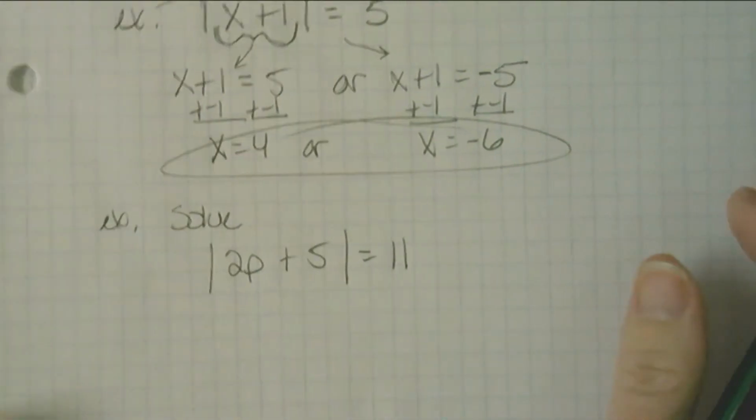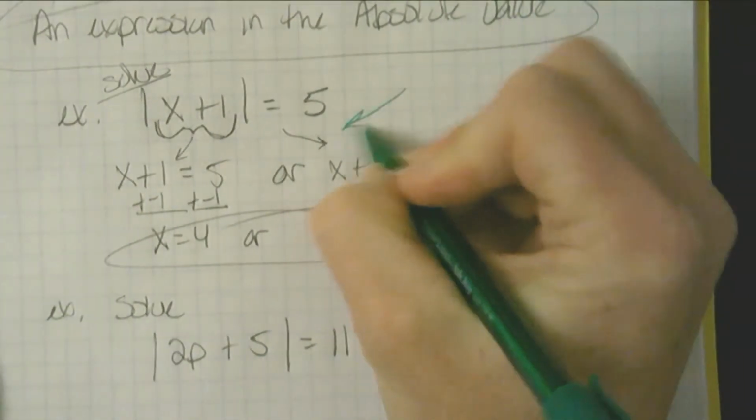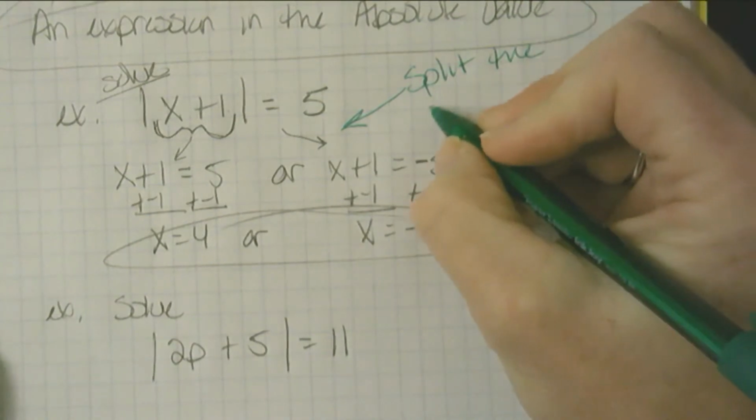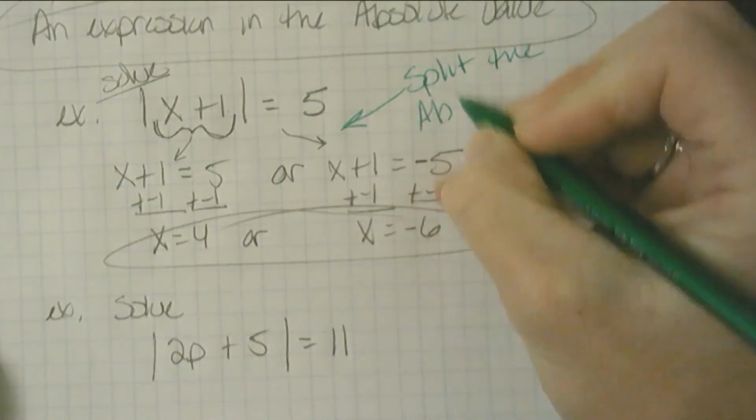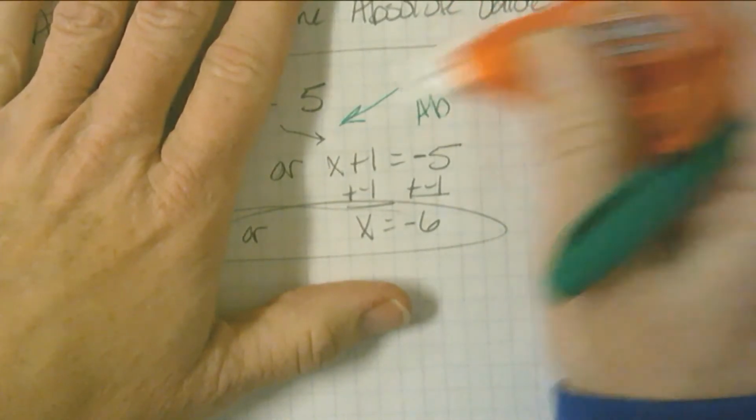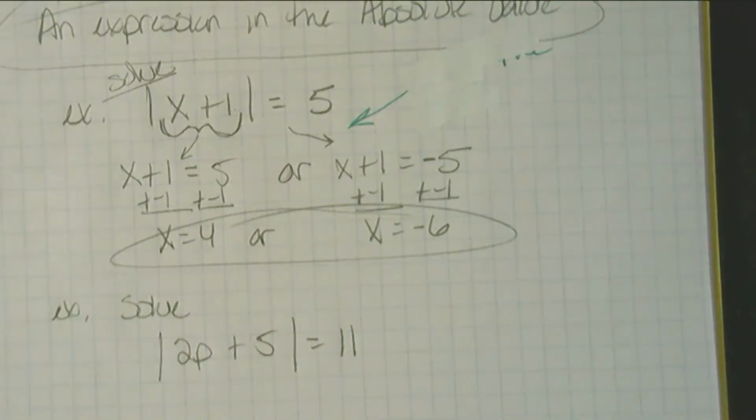Peter, I like what you said here. So what we do here is we split the absolute value. Let me say this again. I don't like the word split on this. Hang on. I want to say this right. An absolute value is an operation. So the absolute value symbols are an operation.